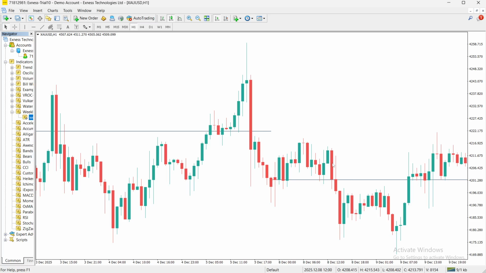This overview highlights how automatically plotting the weekly opening price provides an objective reference point that helps identify key support and resistance levels for better market structure understanding.